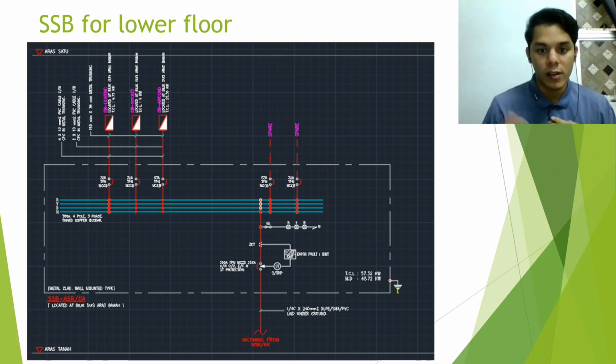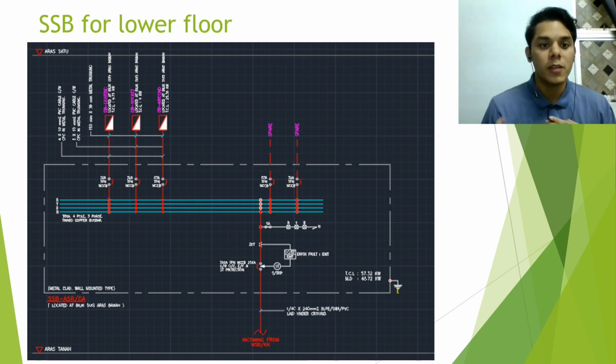As you can see, the total connected load is 57.32 kilowatt. The maximum demand is 48.72 kilowatt. For this SSB, we have 5 DBs, which is DB for lighting, DB for socket, DB for aircon, and 2 spare DBs.